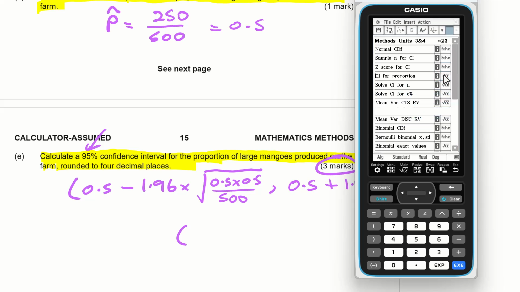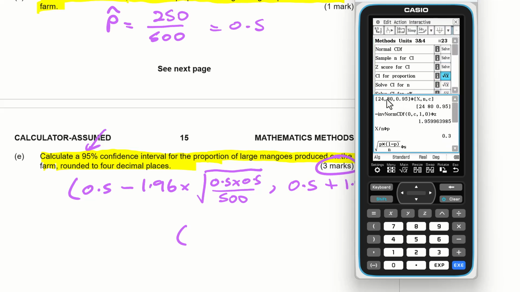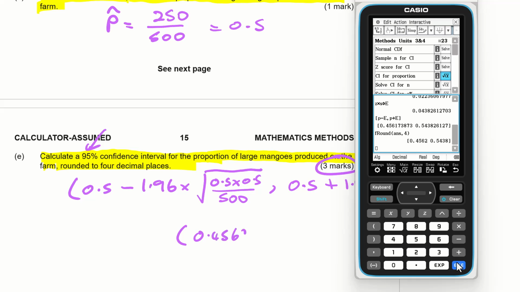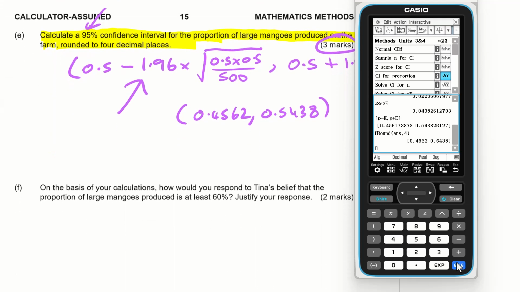So I want this one, confidence interval for proportion. And what did we have? It was 250 out of 500, 0.95, that's what we got. And if we just execute that, let's go back and do it again in decimal. 0.4562 and 0.5438, and I have checked that is what you get by doing the calculation that I've got above.